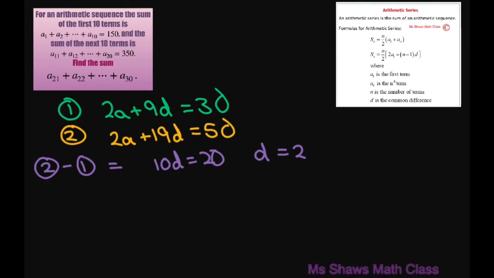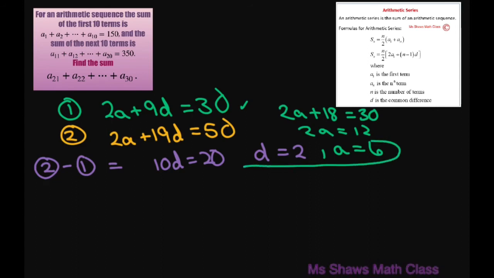And if you substitute in 2 into one of these equations, you get 2a plus 18 equals 30. So basically 2a equals 12. Therefore, a equals 6. So there's your first term is 6. Your common difference is 2.